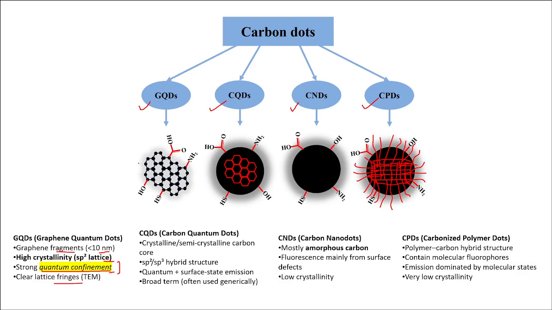And clear lattice fringes. So basically what you have to understand is there are different types of carbon dots, like graphene quantum dots, carbon quantum dots, then carbon nanodots. They are mostly amorphous carbon and they mainly fluoresce from surface defects. Whatever surface defects are there, because of these surface defects, they make it unique, and because of this, it fluoresces. Low crystallinity. Then polymer carbon hybrid structure, carbonized polymer dots. They are hybrid kinds of structures, containing molecular fluorophores and very low crystallinity. So these are the properties, but just remember the different types of carbon dots.